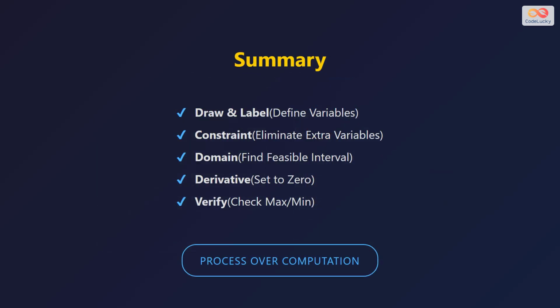To recap, success in optimization comes from following the process. Draw and label your diagram, use constraints to create a single variable function, respect the physical domain, and then use the derivative to locate critical points. By following these steps, you can solve even the most complex optimization problems with confidence.